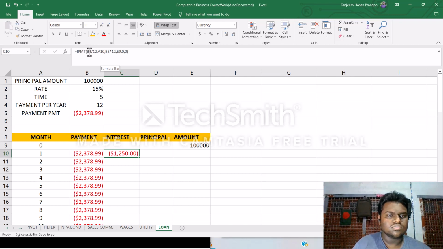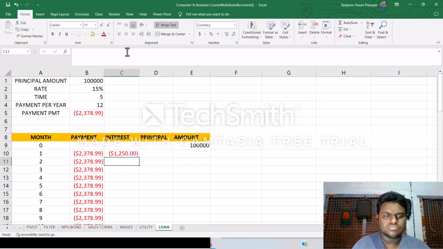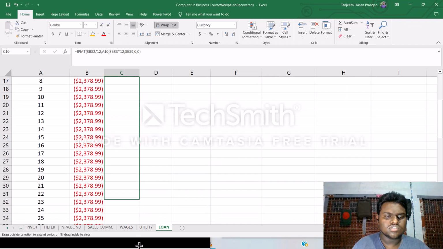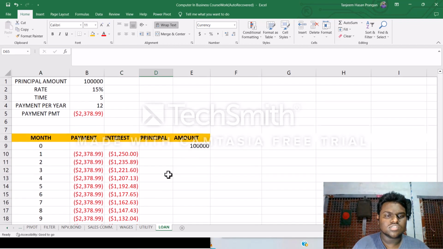Yes, this rate is going to be frozen. This is per, this is not going to be frozen, this is going to be frozen, and lastly the future value is going to be frozen. So done and dusted, and we would like to drag this down till 60. Here is 60. Yes, this is the amount.